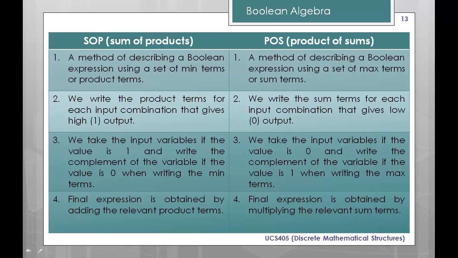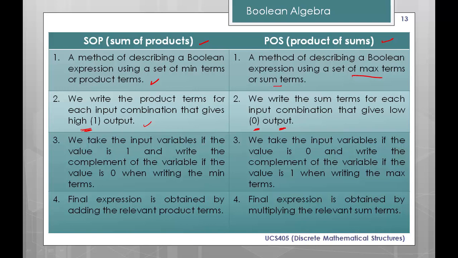Now, see the difference between SOP and POS. SOP is a method of describing a Boolean expression using a set of minterms or product terms. In POS, we are using the maxterms or sum terms. Second point, in SOP we write the product terms for each input combination that gives a high output. It means in front of 1, we are always taking it as output. In POS, in front of 0, we are always taking it as output.